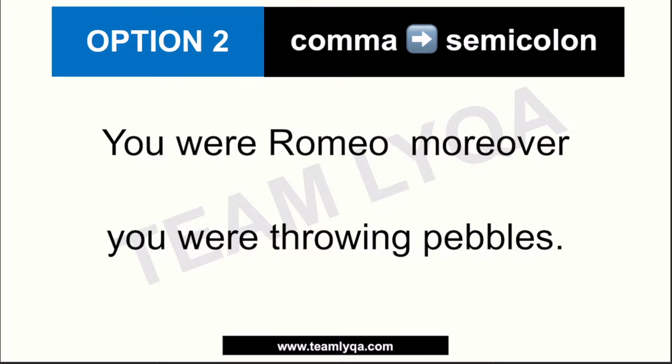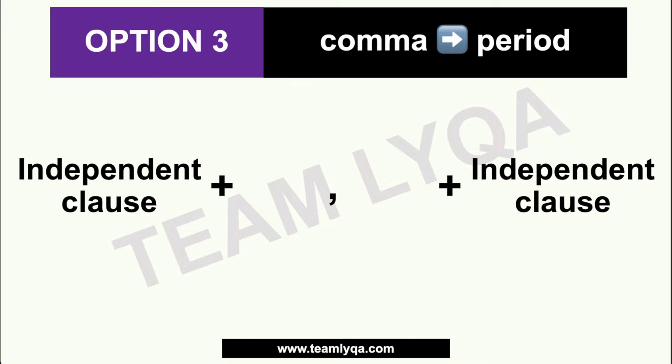Now, next. Ang pwede natin gawin is this. Instead of comma here and a comma right here, ang gagawin lang natin yung una, pwede natin siya gawing semicolon instead of a comma. So, semicolon, moreover, comma, you were throwing pebbles. Okay? Ganyan siya. Now, pag ganyan na siya, kumpleto na siya, pwede na yung ganon. Or, another option is to turn the comma into a period. Okay? So, independent clause, comma, independent clause, instead of that, gagawin natin siyang period.